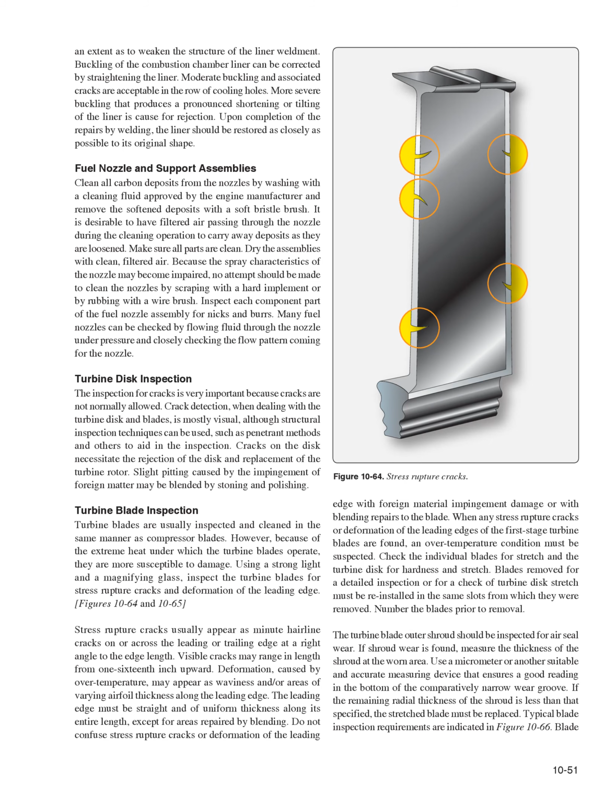Deformation, caused by overtemperature, may appear as waviness and/or areas of varying airfoil thickness along the leading edge. The leading edge must be straight and of uniform thickness along its entire length, except for areas repaired by blending. Do not confuse stress rupture cracks or deformation of the leading edge with foreign material impingement damage or with blending repairs to the blade. When any stress rupture cracks or deformation of the leading edges of the first stage turbine blades are found, an overtemperature condition must be suspected.